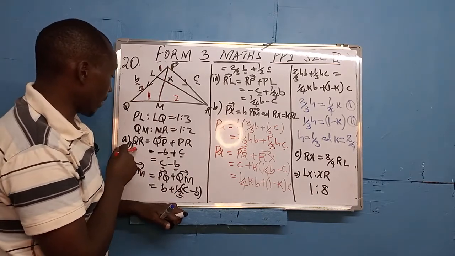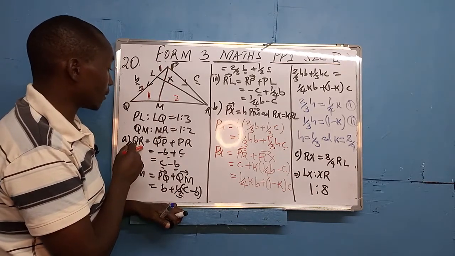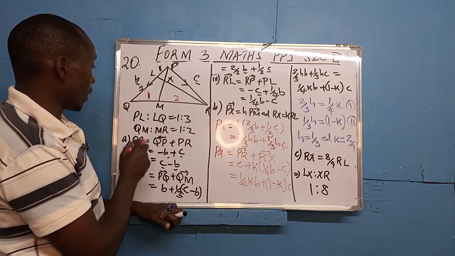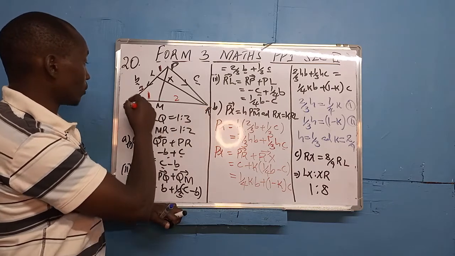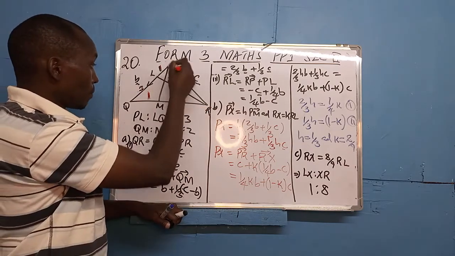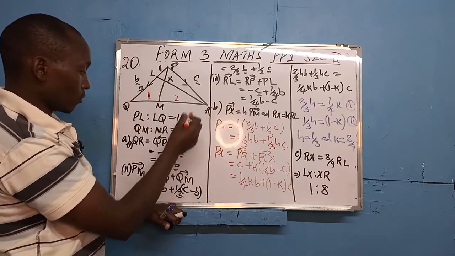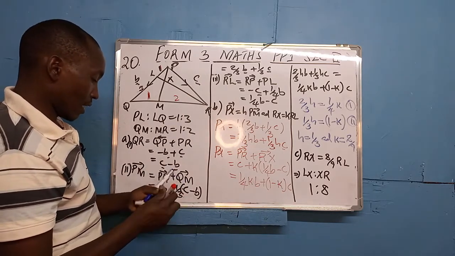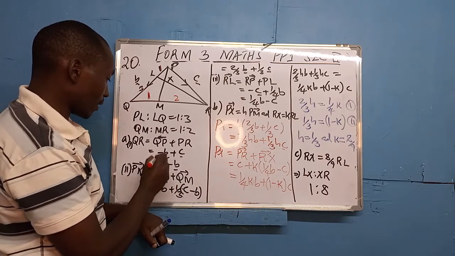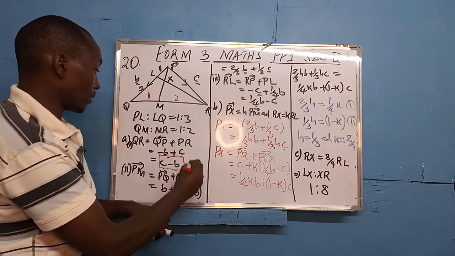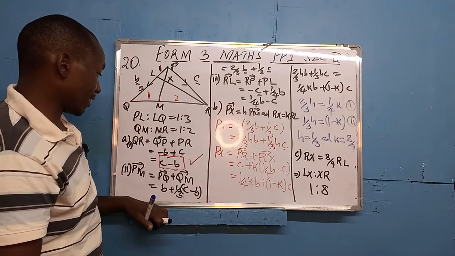So you're supposed to find vector QR in terms of B and C. Remember, vector QR is equivalent to Q to P, that's negative B, plus PR, C. If I rearrange that, the first vector that I have obtained is C minus B.